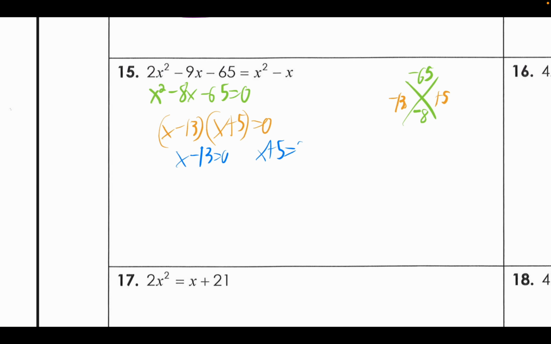Then as we solve, my blue pen didn't want to write very well at the end. There we go. And I add 13, I get 13. I subtract 5, and I get negative 5. So those are my two answers.